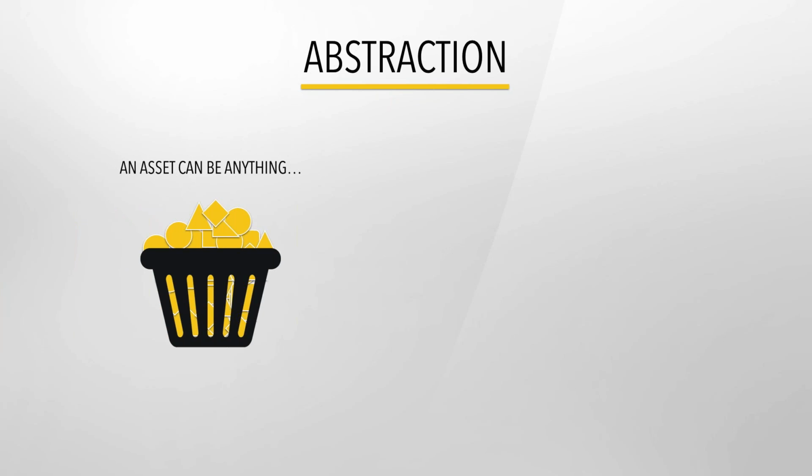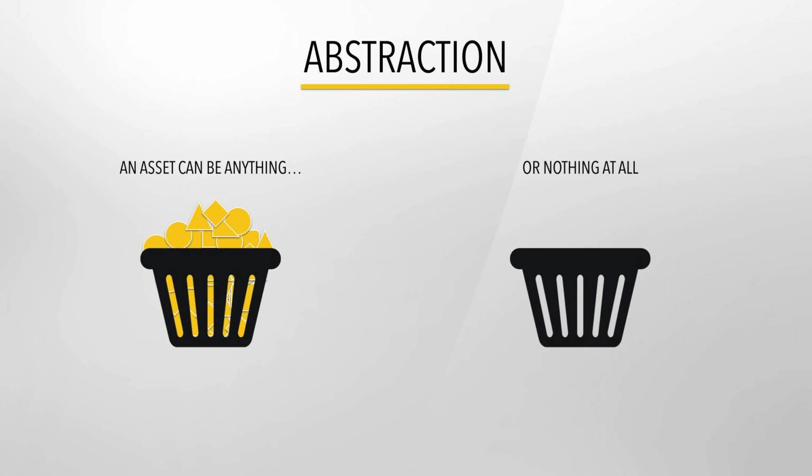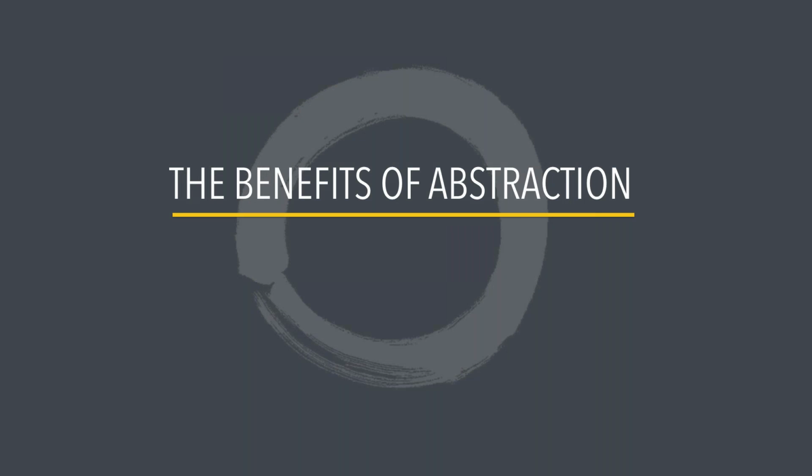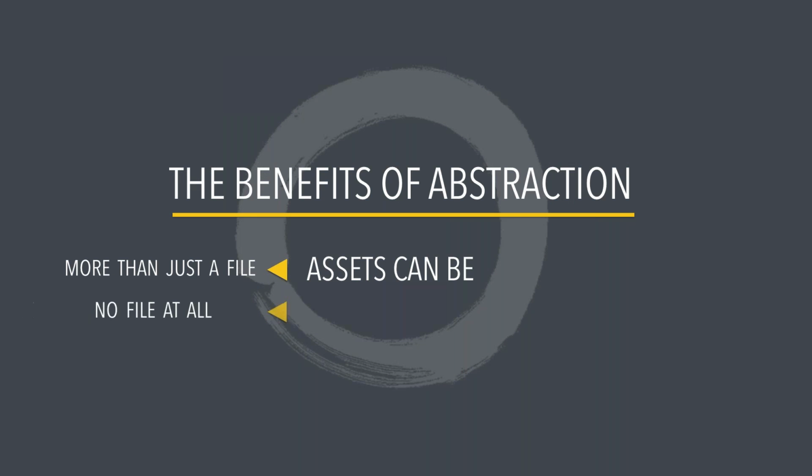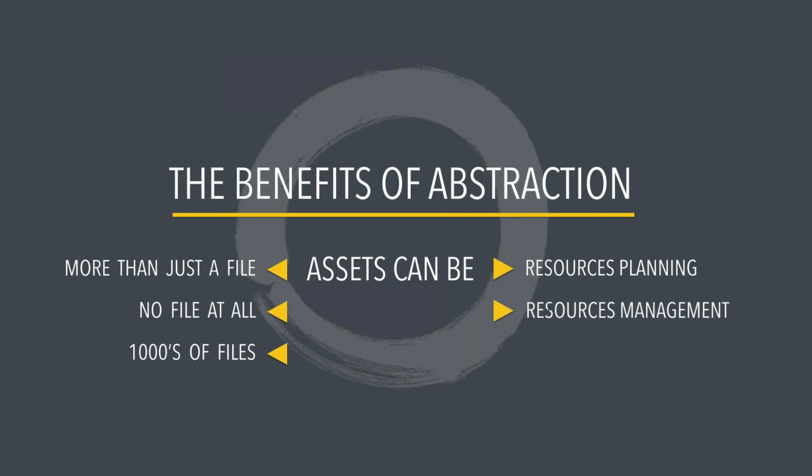That asset can be anything or it can be nothing at all. And that's really what we mean when we talk about abstraction. The core benefits of this really are that it allows us to have more than just a file or no file at all or thousands of files. Or it can have things that aren't files, like a timeline that's being used in resource planning, or employees that are being used in resource management, or maybe a look board, or some conceptual ideas that are being used for strategic purposes, right? All of those can be abstract assets that can be managed in a semantic DAM.